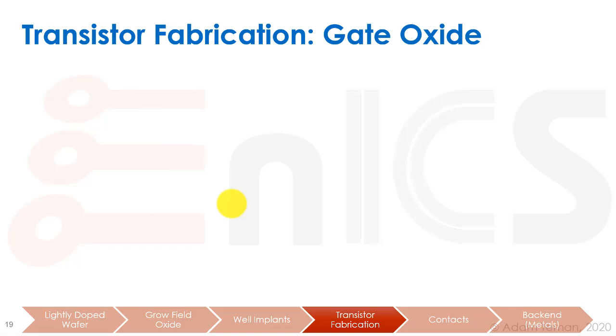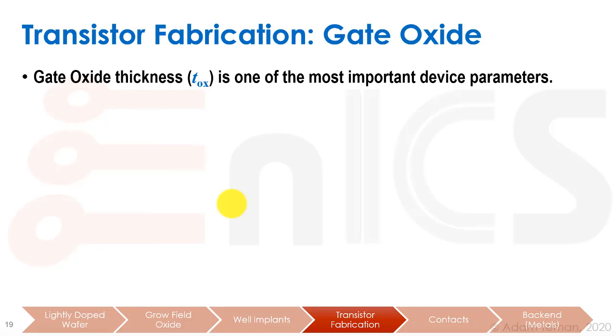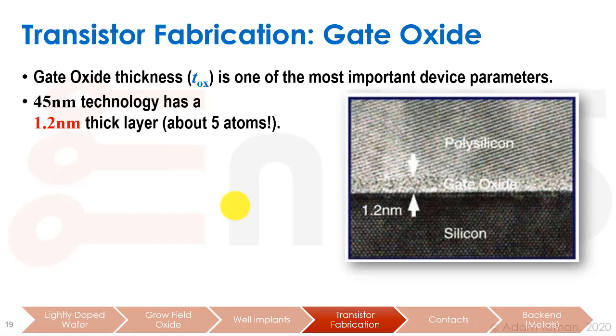The next part of transistor fabrication is the gate oxide. Gate oxide thickness, Tox, is one of the most important device parameters. As I mentioned before, being able to grow a good gate oxide was one of the things that kept MOS technology on the shelf for many decades, until finally towards the end of the 70s and the early 80s, they got it to be a good enough and clean enough process that we could build a good gate oxide. And now it's very well under control.